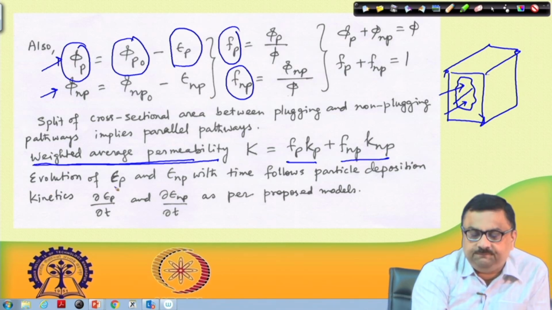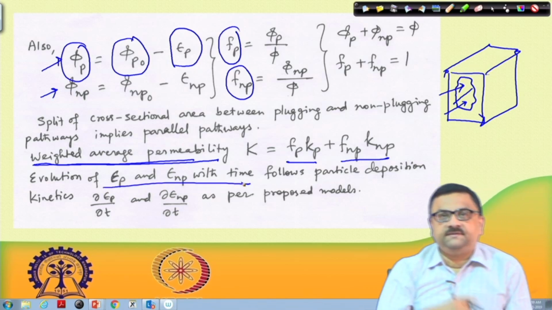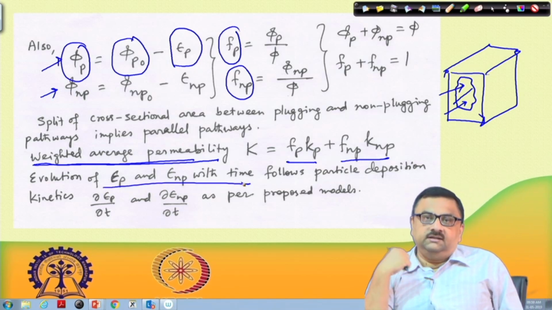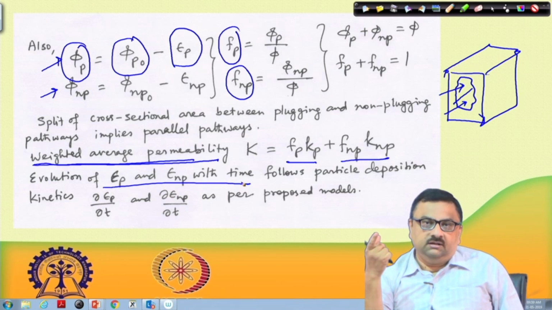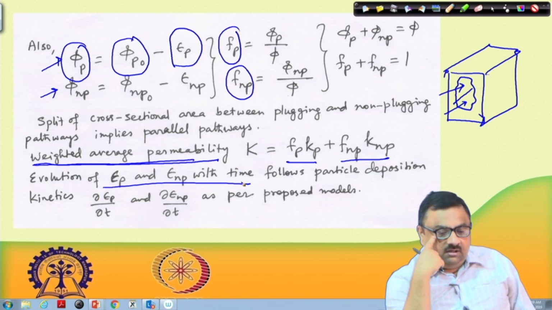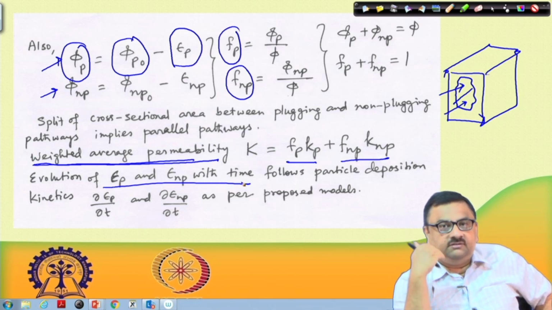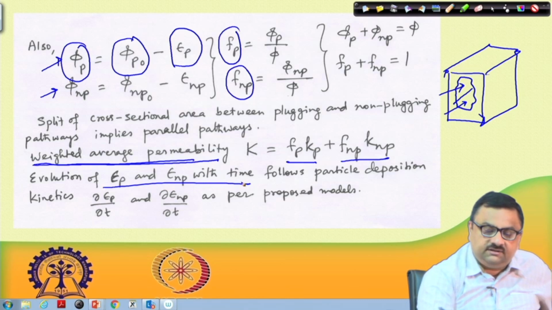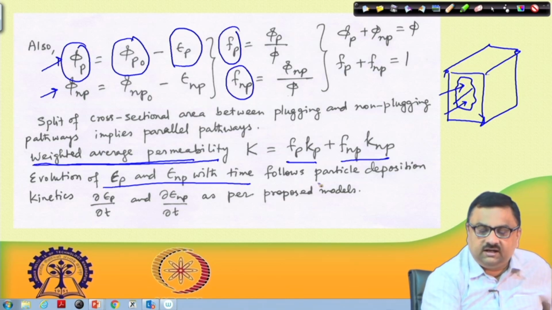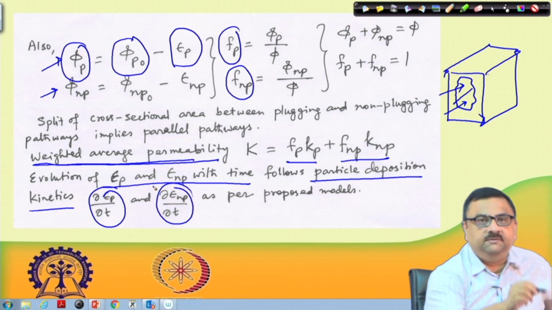Evolution of F sub p and F sub Np with time. F sub p is the volume of particles deposited per unit volume of the total system, and F sub Np is the particles deposited in non-plugging pathways divided by total volume. F sub p and F sub Np are going to change with time, so there has to be some kind of particle deposition kinetics to define del F sub p del t and del F sub Np del t.